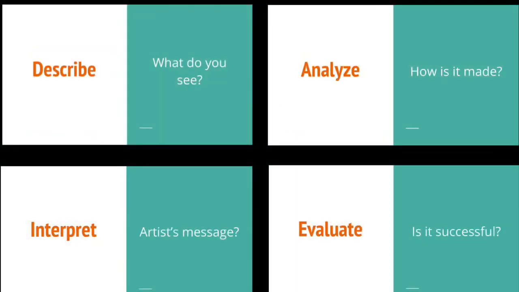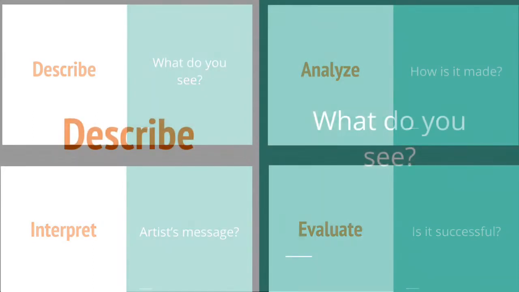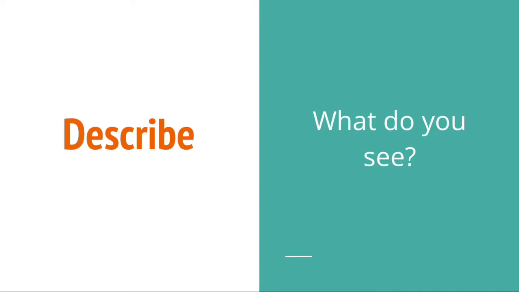When trying to determine what an artwork means, you can use the art criticism steps of describe, analyze, interpret, and evaluate. We start with describing. Using the most detail you can, describe what you see. Pretend as though you are speaking to someone who cannot see the artwork. Look for colors, textures, size, material, and subject matter.